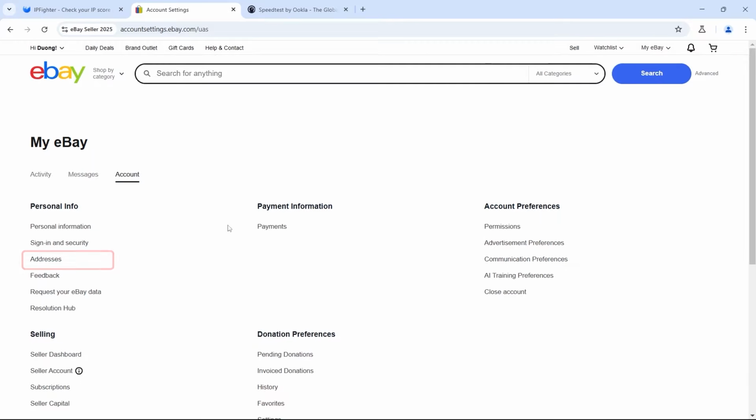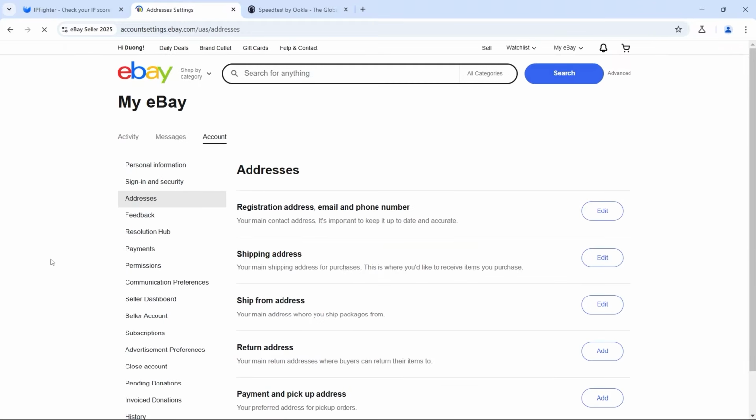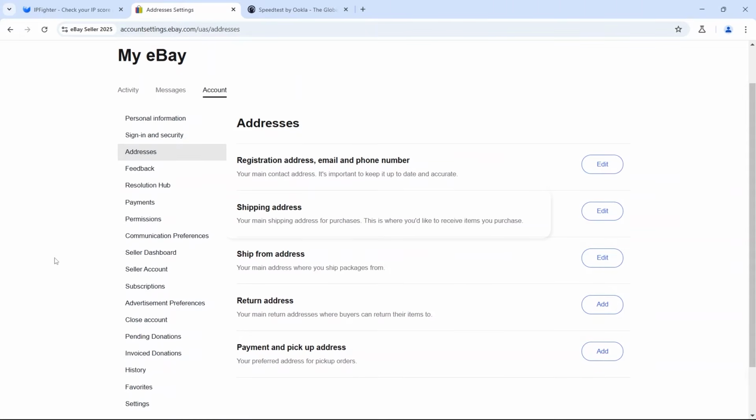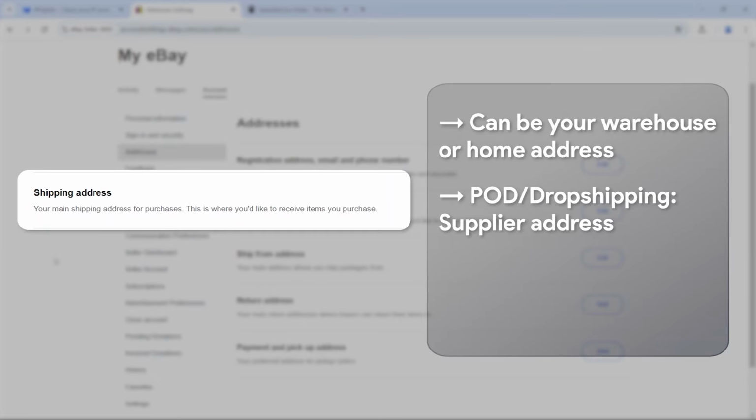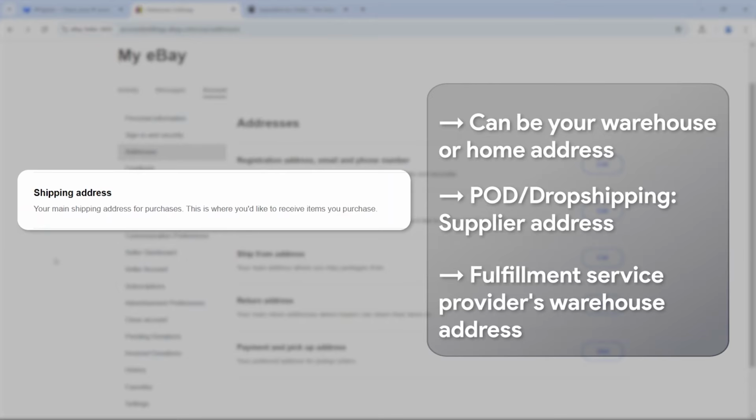In this part, you should also pay attention to some other address types. Shipping address, this is where the product is sent from, which could be your warehouse or personal address. If doing pod or dropshipping, use the address of the dropshipping provider. If you rent a fulfillment service, use their warehouse address. These parties will receive goods from you and then ship them to customers and handle returns.